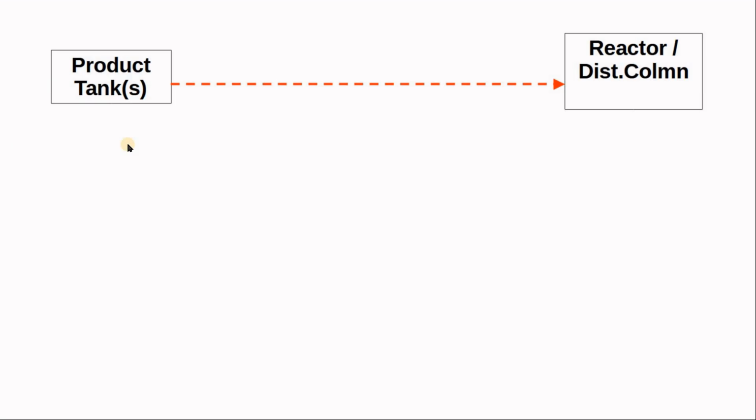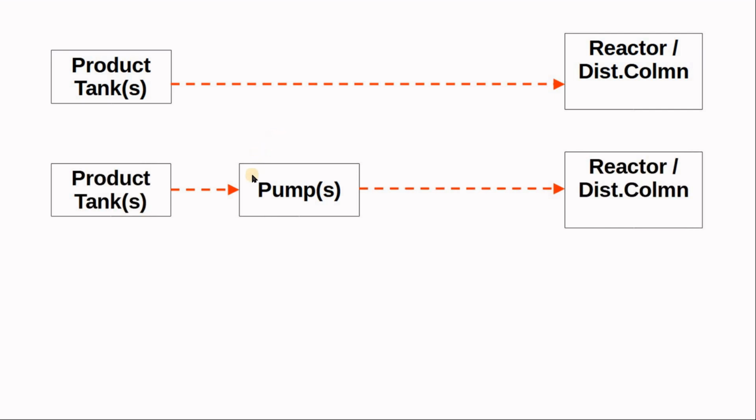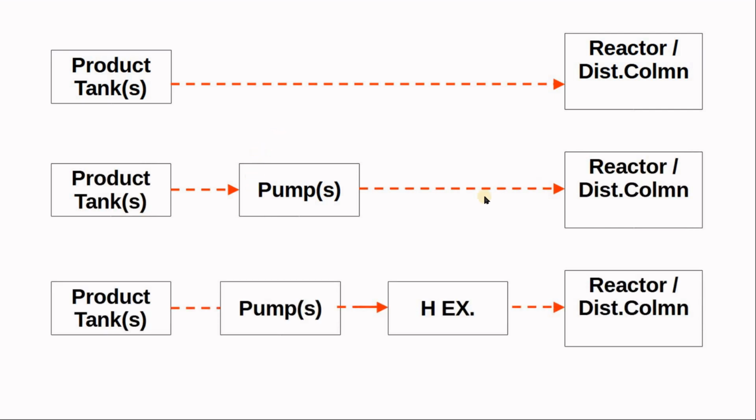So let's start our P&ID design by having some product in a tank, and we need to move this product to a distillation column. We need pumps. If we need to increase the temperature of this product, we need a heat exchanger.